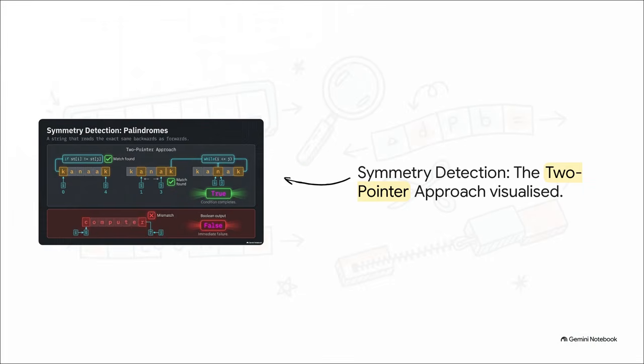This completely illustrates the efficiency of that logic. For a word like Kanak, the pointers move inward in perfect harmony, returning true. But if the word is computer, the loop immediately terminates on the very first mismatched letters C and R. It spits out a false instantly. That saves tons of valuable processing power, rather than pointlessly checking the rest of the word.